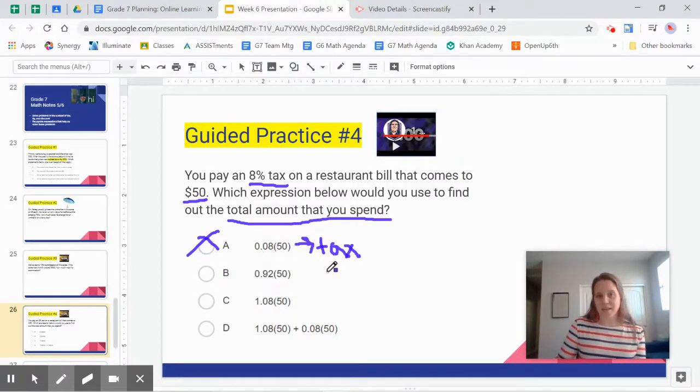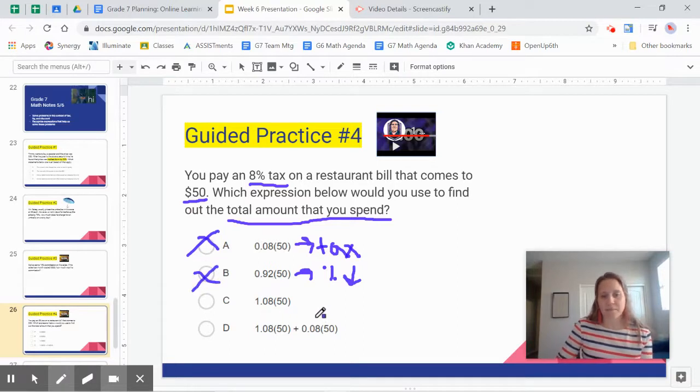It looks like this is an expression. If there were an 8% discount, what's the price you would pay? If I asked you what's the price you would pay with an 8% discount, you would subtract 8% from 100% and you'd get 92. So this shows 92% of 50. This one's not true. This shows a percent decrease, but we know tax is increasing. So B, not true. How about C?